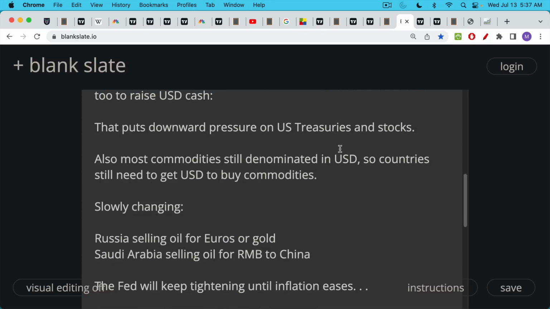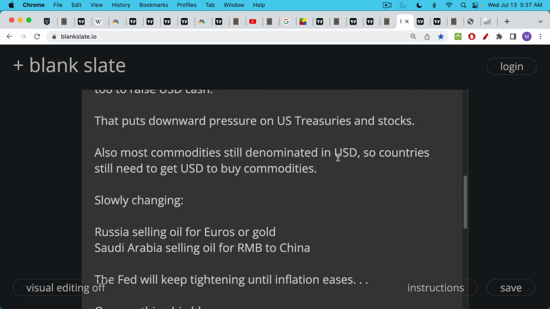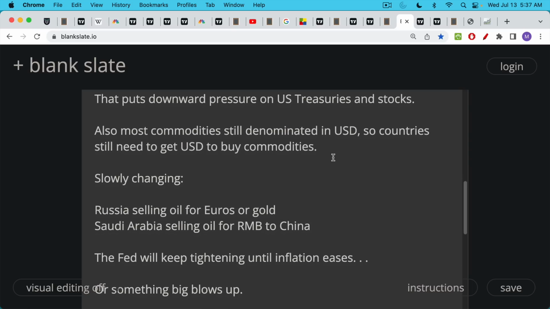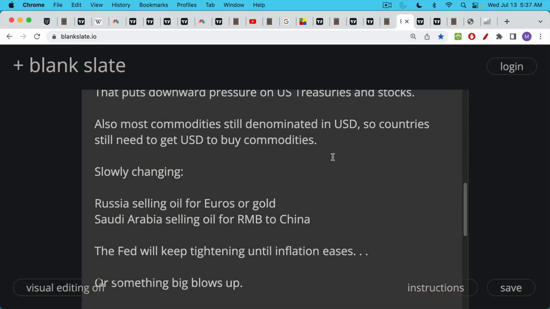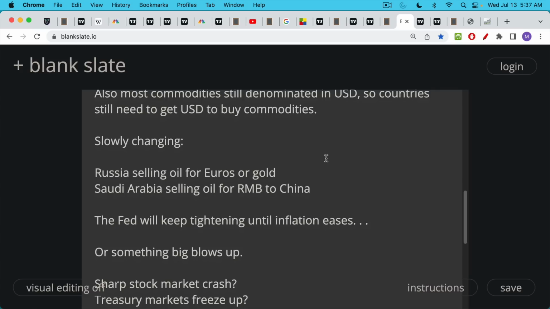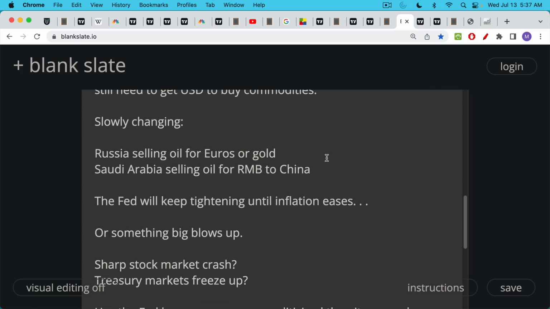Now, this is slowly changing. Russia has begun to sell oil for euros or rubles or gold, depending how you want to see the different flows. Saudi Arabia has begun to agree to sell oil for Chinese yuan, for renminbi, to China. And so you can now buy some commodities without using US dollars, but the system is fairly slow to change.